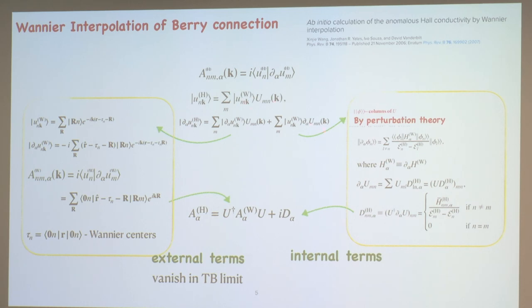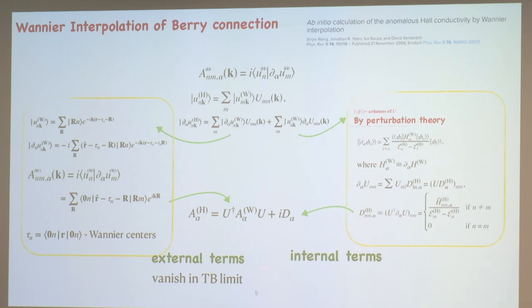From the first, we differentiate the U matrix, which is the column vectors of eigenstates of our Wannier Hamiltonian. This can be done, well, by perturbation theory. And you expand, and you get this, which we will call the internal term. And the other term comes from taking the derivative of the Bloch wave function, which can be done analytically, and you get something like this. So basically, it's a Fourier transform of this position matrix element.